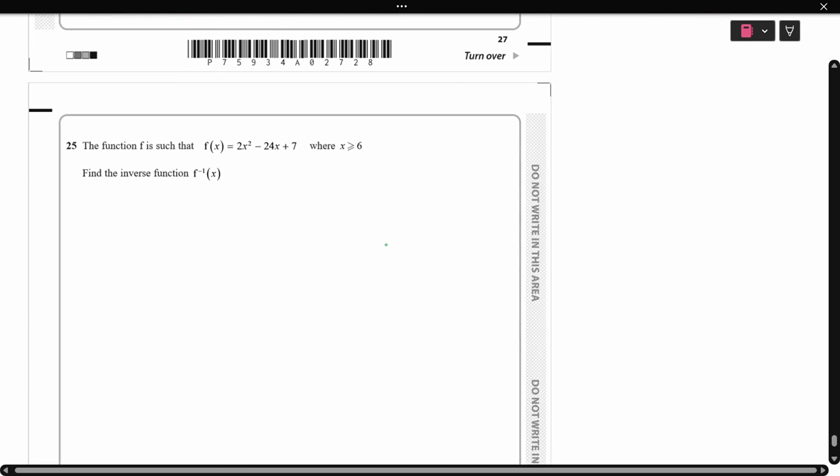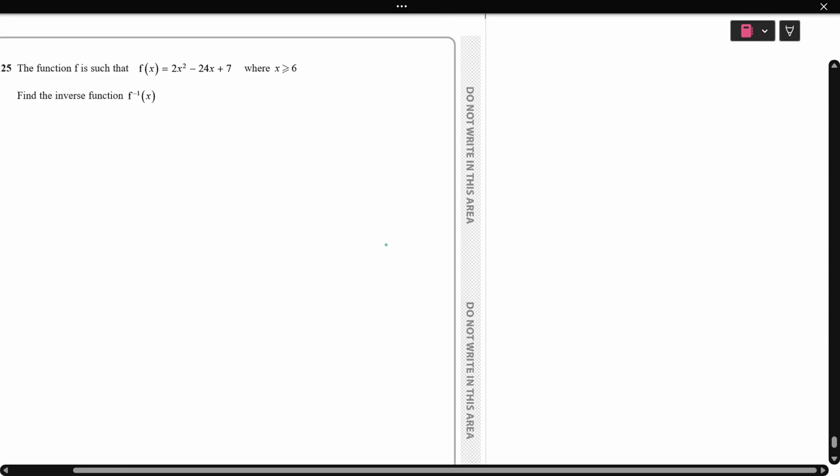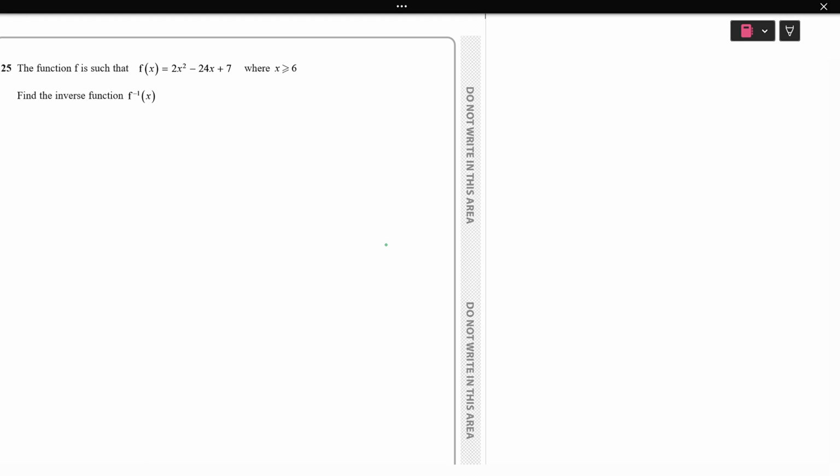Next, question 25. There's a function f such that x is greater than or equal to 6, and we need to find the inverse. First, y equal to 2x square minus 24x plus 7. We change x and y, which gives x equal to 2y square minus 24y plus 7.